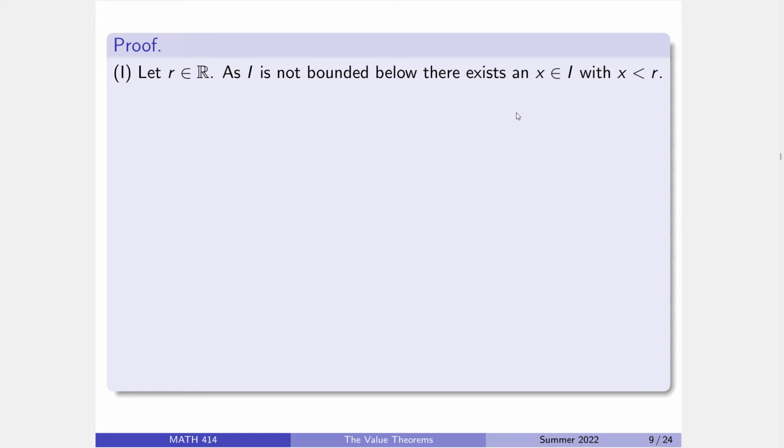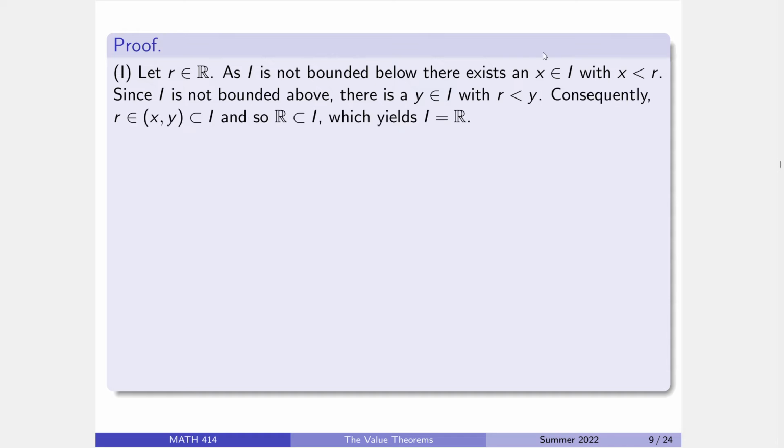Okay, so take any real number r. Since I is not bounded below, there's something in the set that is less than it, right? Otherwise, it would be bounded below by r. Likewise, since it's not bounded above, there's something bigger than it. And hey, x and y both live in I, and so since it's an interval, the open interval (x, y) is contained inside of it. And hey, look, r lives in there, so that means the real line is a subset of I, and since I is a subset of the real line, they must be equal. Beautiful.